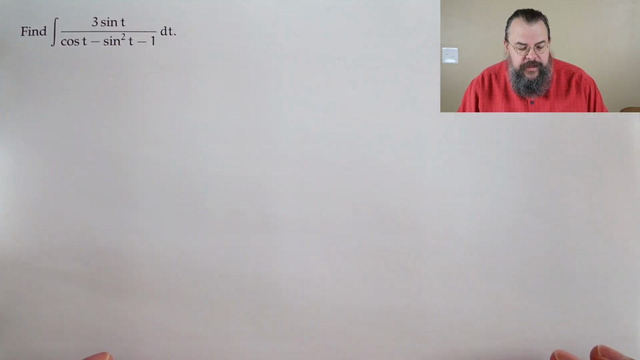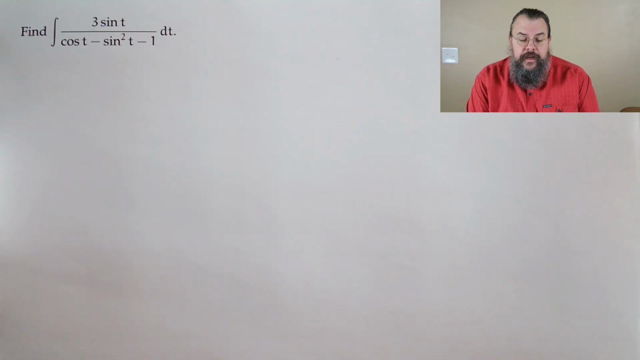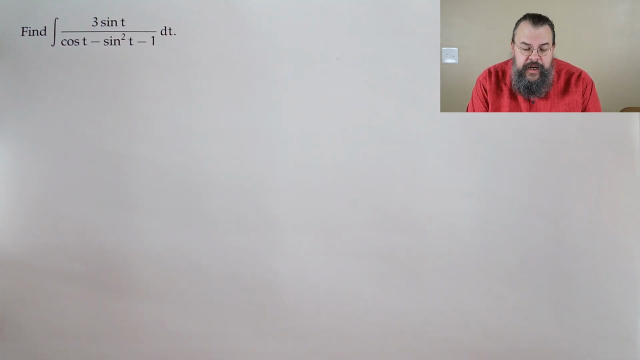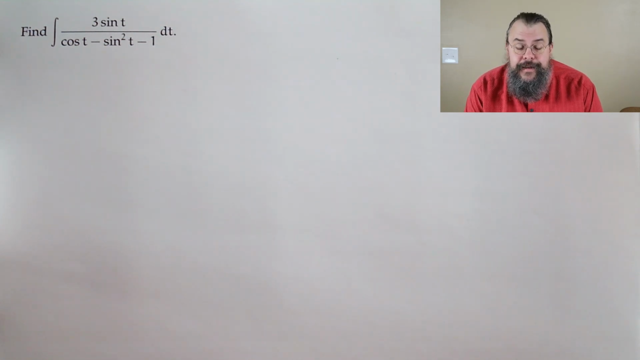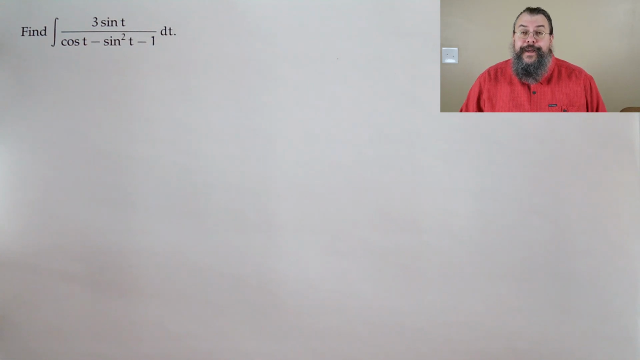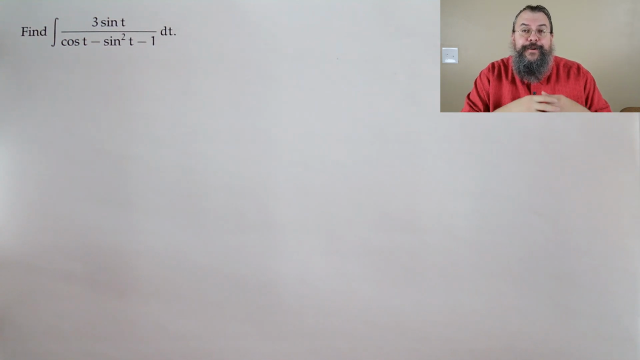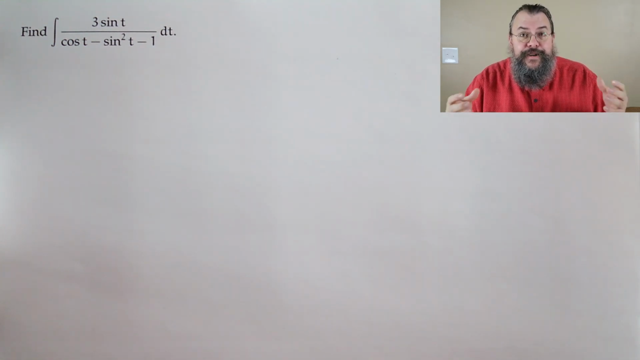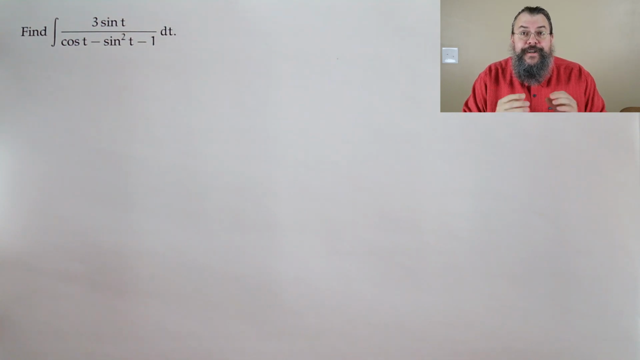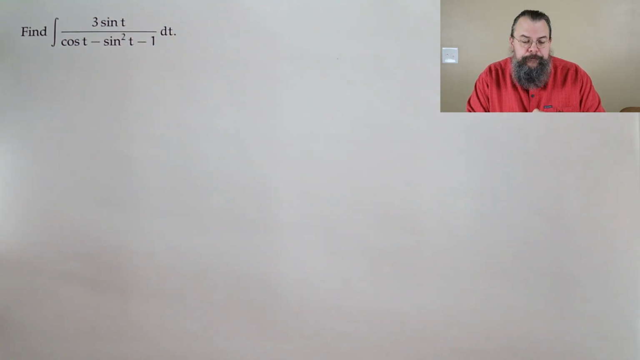Our next problem. Find the integral of 3 sine of t divided by cosine of t minus sine squared t minus 1, dt. All right, well, it feels kind of like this should be a trigonometric integral, right? It doesn't feel partial fraction-y, not yet, but we know things can happen. As you work with the integral, it will transform along the way. So even though it may not look like a partial fraction yet, it could become one. So let's think about it.